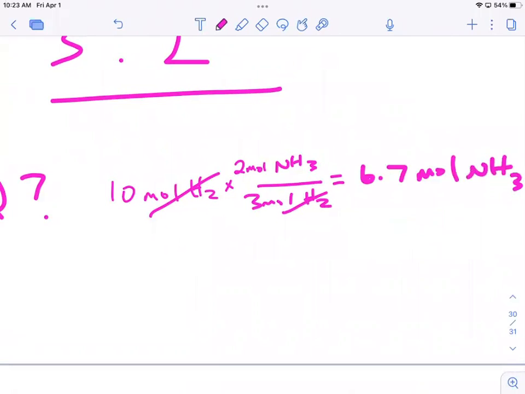Are y'all following that? All I did was take what I had in the equation and use it to convert one thing into the other. That's all stoichiometry is. Taking what you have and trying to find out the relationship between what you have. That's it. Okay, so let me ask you this. How many grams of NH3 is that? If I get 6.7 moles of NH3 from 10 moles of H2 when I do this reaction, how many grams of NH3 is that?